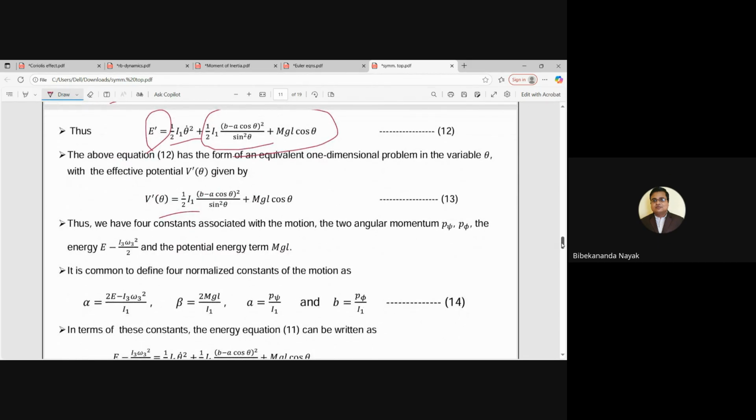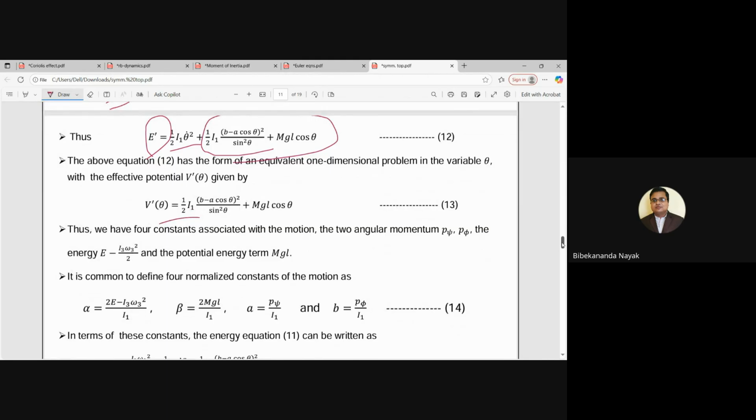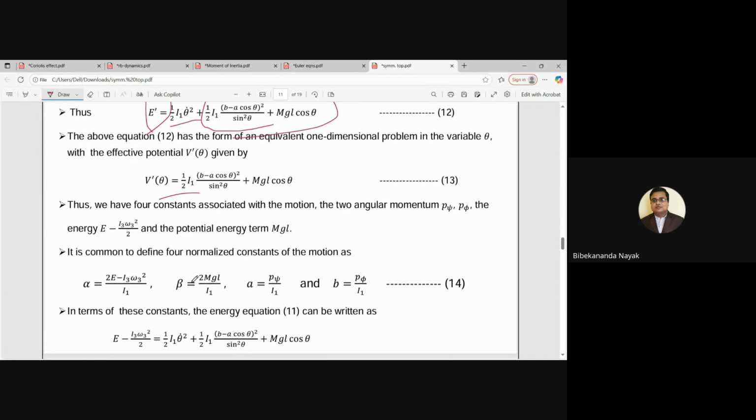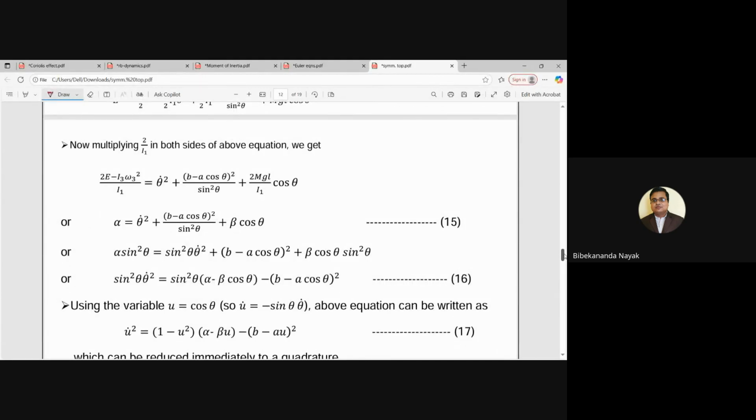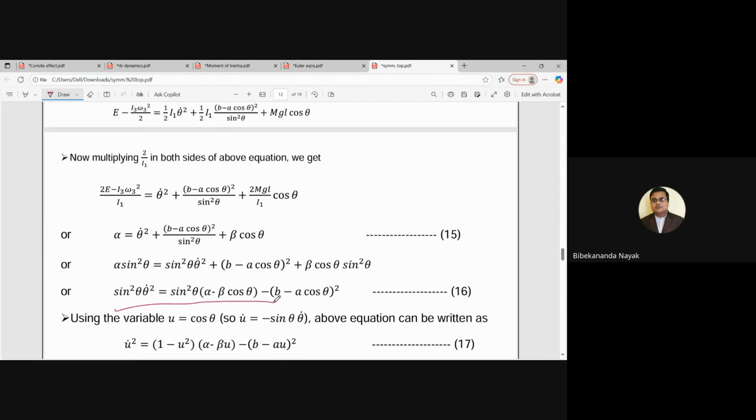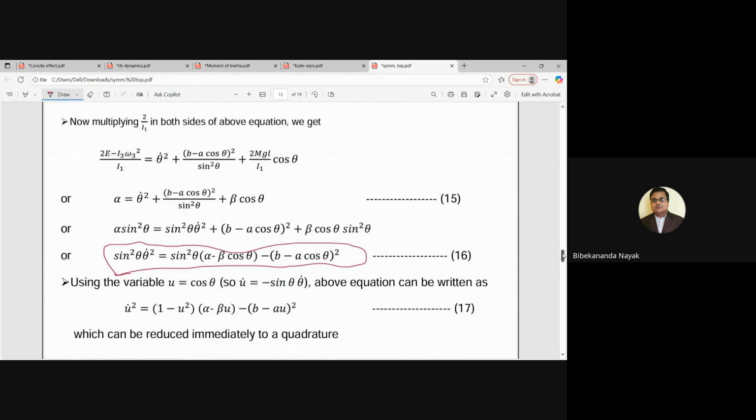Okay. So now we can define some constants. Normalized constant alpha is this, beta is this, a, b. Then we can derive this equation. Substituting that, we get this equation with sin square theta, theta dot square, alpha, beta. This is only an expression in terms of variables. Why use this variable? Because now we can reduce this equation. If you put u equal to cos theta, then u dot is minus sin theta theta dot. Putting that, you find u dot square equals (1 minus u square)(alpha minus beta u) minus (b minus a u) square.